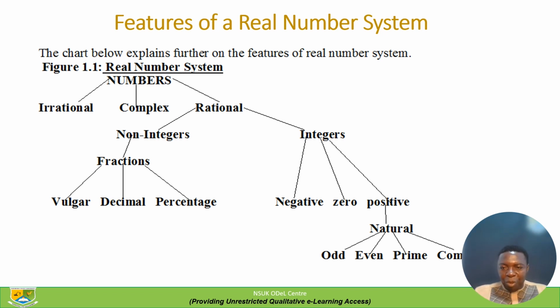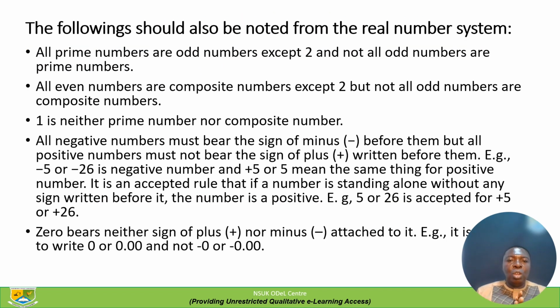The positive numbers are divided into 4: the odd numbers, the even numbers, prime numbers, and the composite numbers. I think this graph should summarize what you are expected to know. The following should also be noted from the real number system. Put this at the back of your mind as a student.